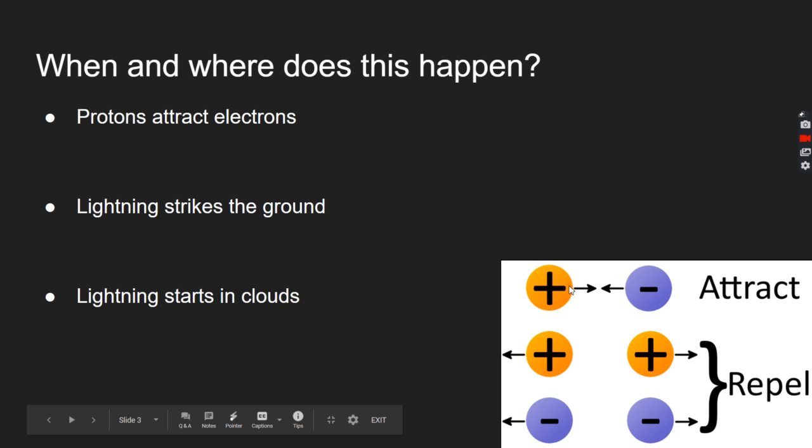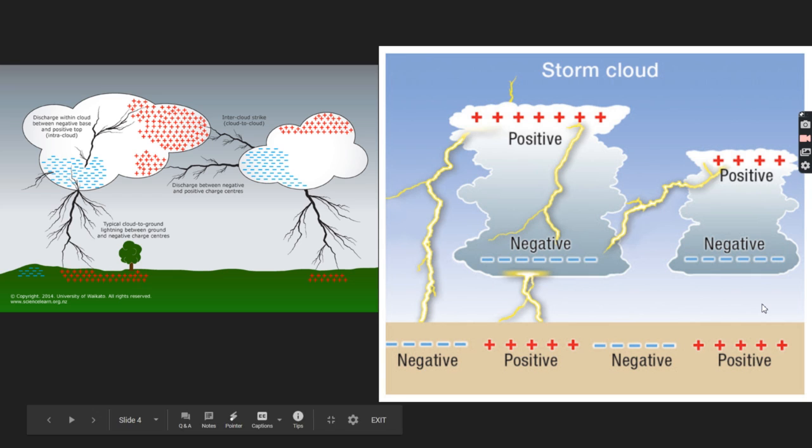The positive and the negative attract, but positive and positive repel, and negative and negative repel. Here's a diagram. So as we just talked about, positive and negative attract, so they can travel between clouds like that, and they can travel through the cloud, and then the positive can attract to the negative in the ground, and the negative can attract to the positive in the ground, and then here's another one. It's called intercloud strike when it strikes another cloud.